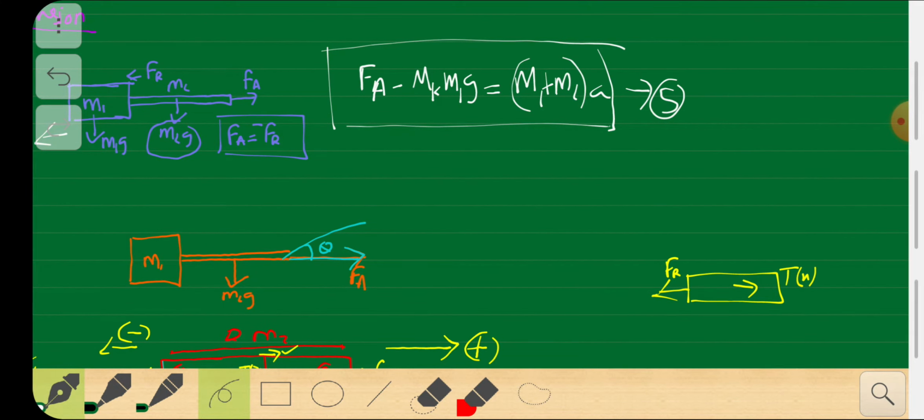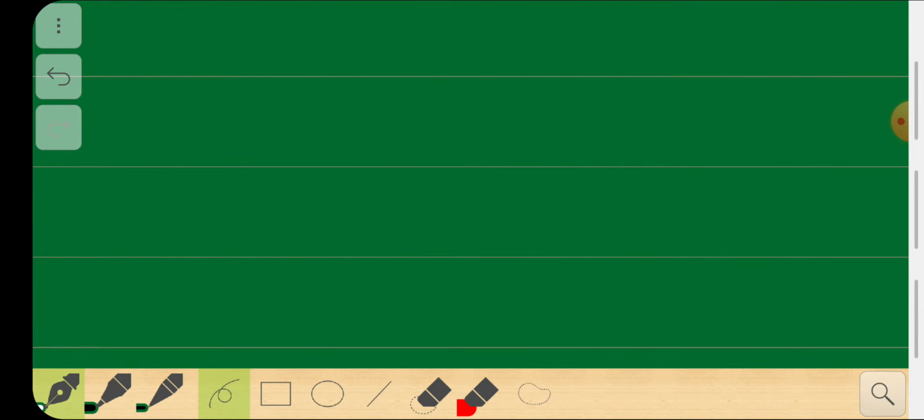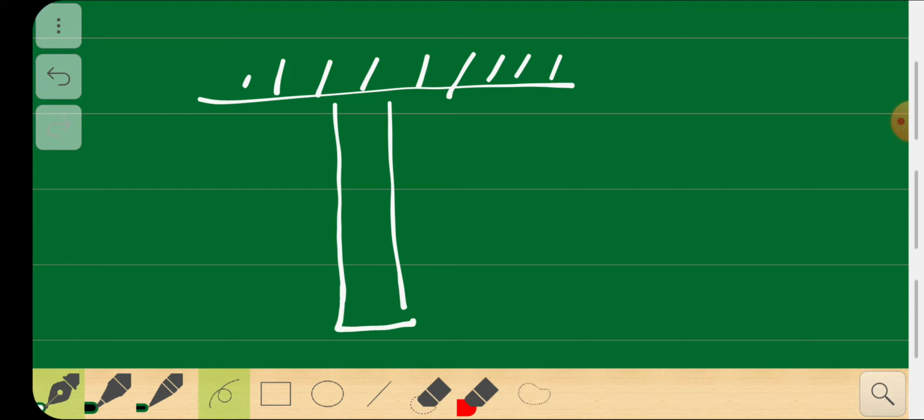So we have found out the tension inside a rope. Now what I'm going to do is find out the tension in a suspended rope. Suspended rope means there is something different, there is an actual case here. So this is a suspended rope, and let's call that this rope has length L, right?